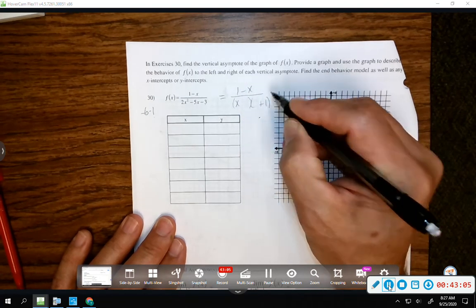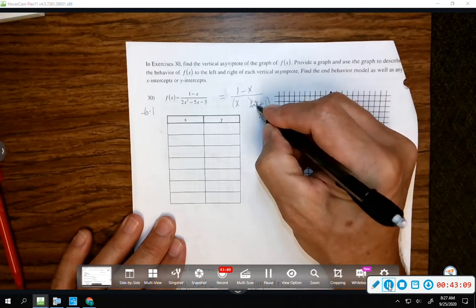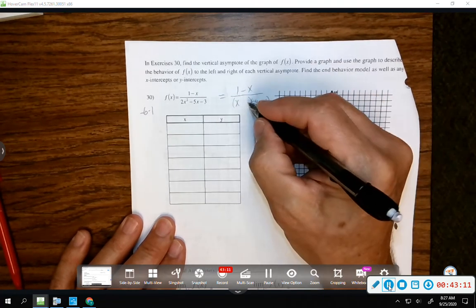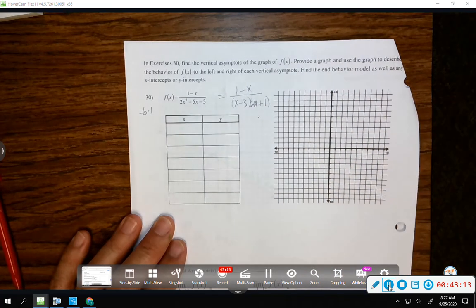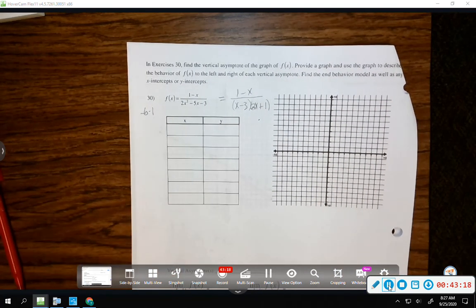First times first to get the first. Last times last to get the last. Remember, when we're factoring this, we're just doing O-fly instead of FOIL. Outside, first, last, inner. O-fly.